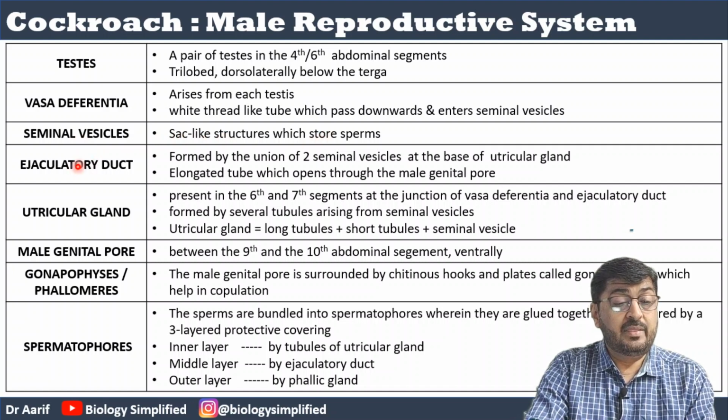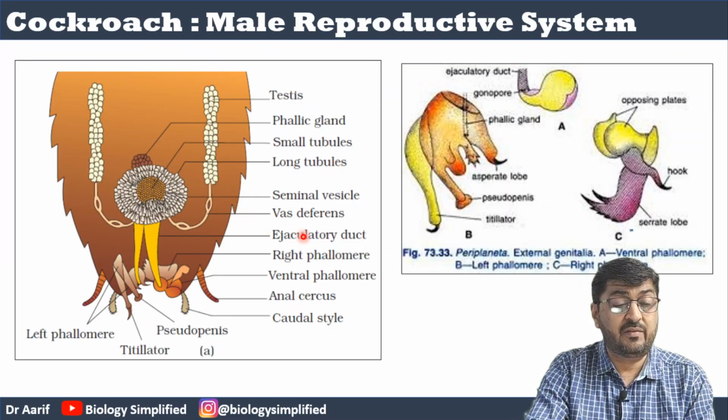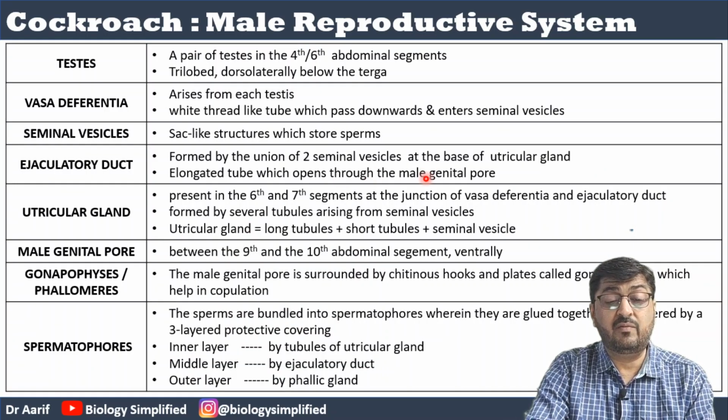Okay. Then we have the ejaculatory duct, formed by the union of two seminal vesicles. Do we have the ejaculatory duct? Oh yes, the ejaculatory duct we have right now is formed by the union of the two seminal vesicles at the base of the utricular gland. Elongated tube which opens through the male genital pore. Very, very important point. It is the ejaculatory duct.